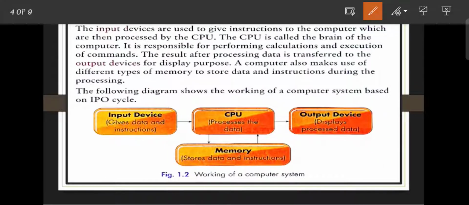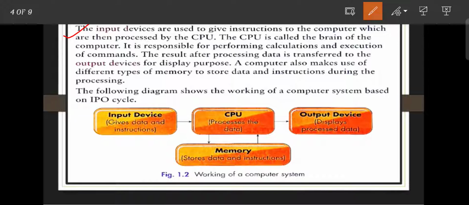The input devices are used to give instruction to the computer, which are then processed by the CPU. So we give instruction to the computer by using some input devices. What are they? Keyboard, mouse, microphone, scanner, etc. We use these devices to give instruction to the computer, which are then processed by the CPU.